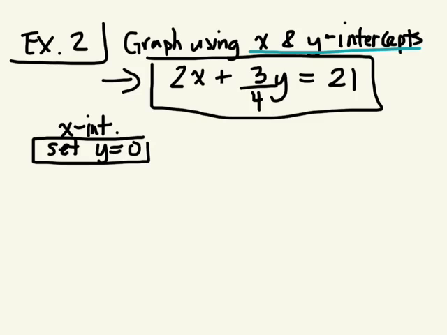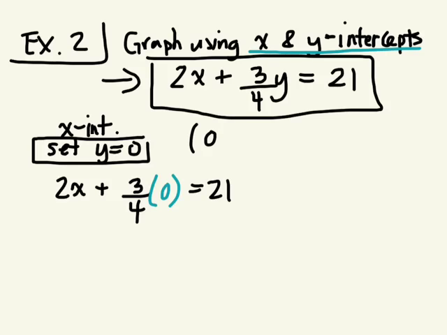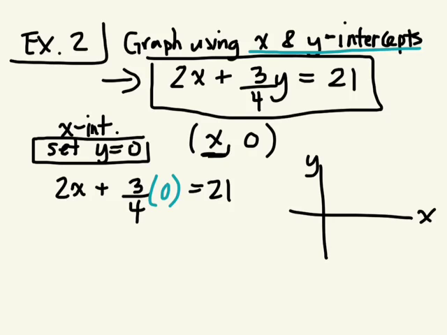So using the equation, 2x plus 3 over 4y, instead of writing y, I'm making that 0, equals 21. Because we know that if y is 0, the x value will hit the x-intercept, right? Remember looking at a graph, x, y. If the y value is 0, it's going to touch the x-axis.